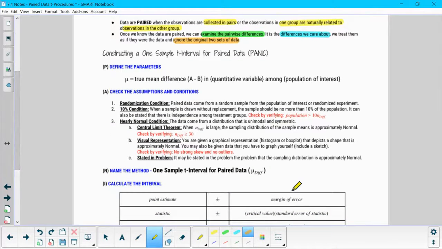So let's go ahead and look at the one sample t interval for paired data. So the first thing you're going to do is you are going to define the parameters. Now this is going to be a little bit different than what we're used to because we are taking two sets of data and turning it into one. And you have to state how you do that.